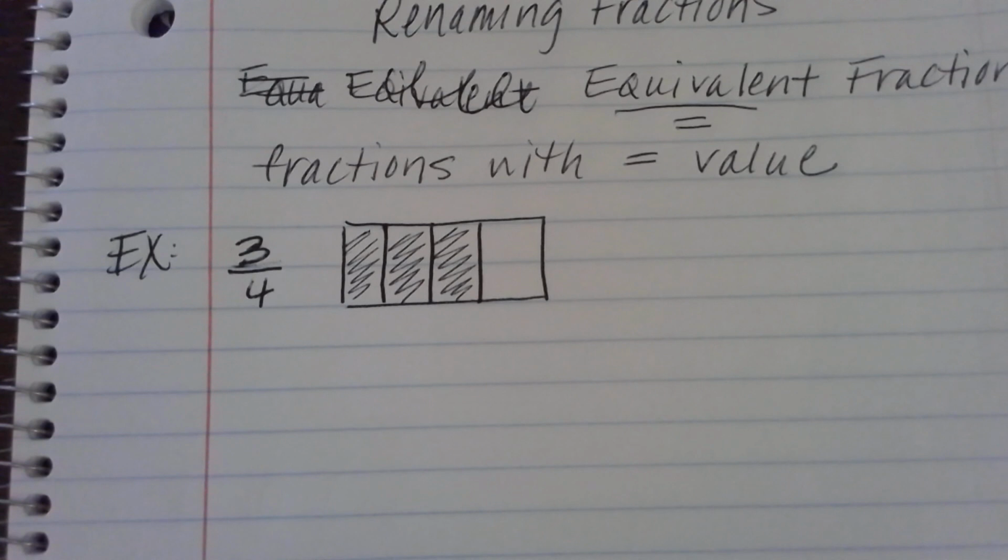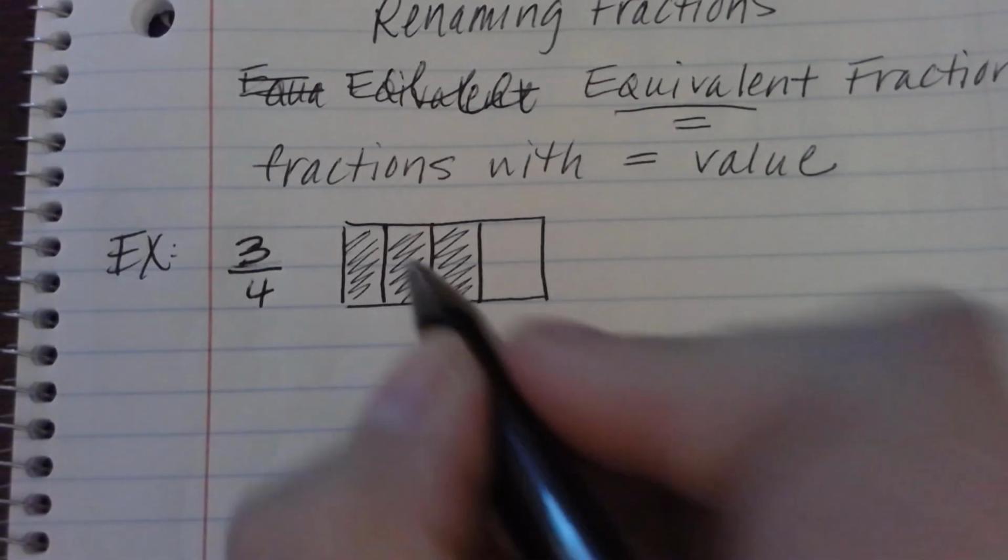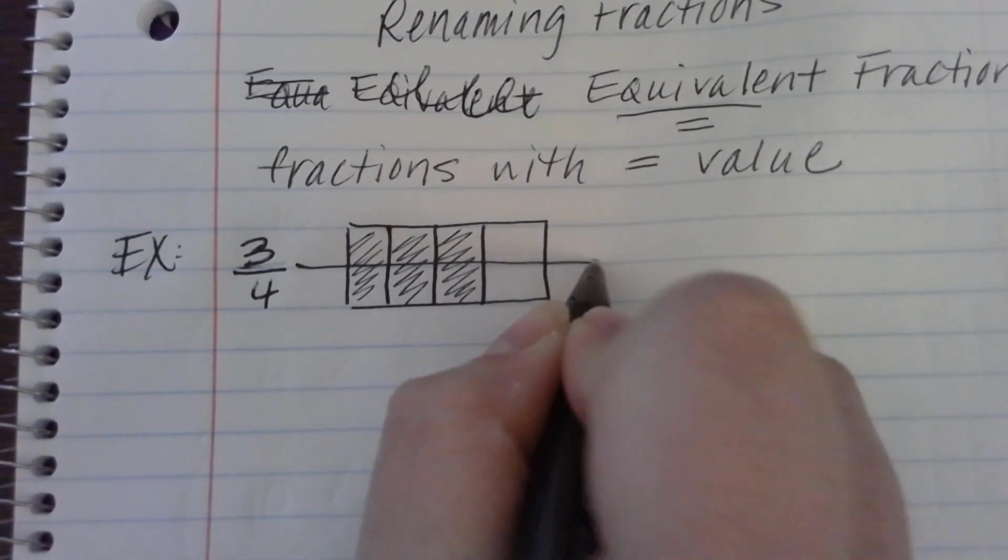Zach? Fill in another box. I could, okay, but that would make it one whole, right? I want to keep it at 3/4. That's a good guess, though. I'm going to take it and I'm going to just chop it in half like this.